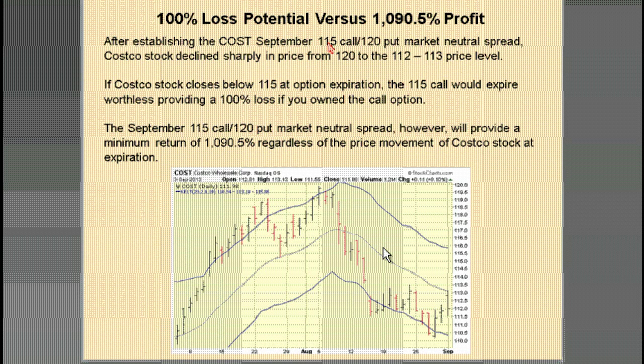If I had just purchased the September 115 call, Costco would have to close above 115 in order for the trade to start breaking even or to have any value. And if at option expiration the stock is trading at 115 or less, then I experience a 100% loss if I just own the call. So that's the value of owning these puts. If the stock goes down, instead of having a 100% loss on the call, you're going to have an overall profit on the spread.